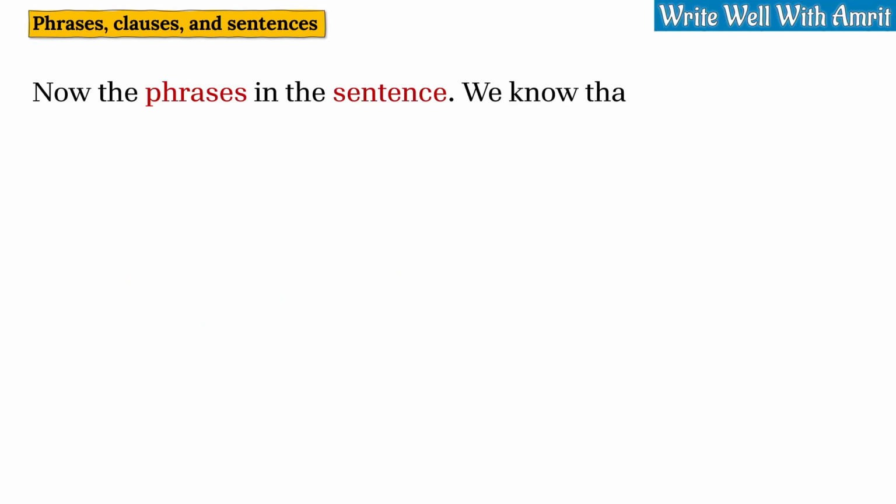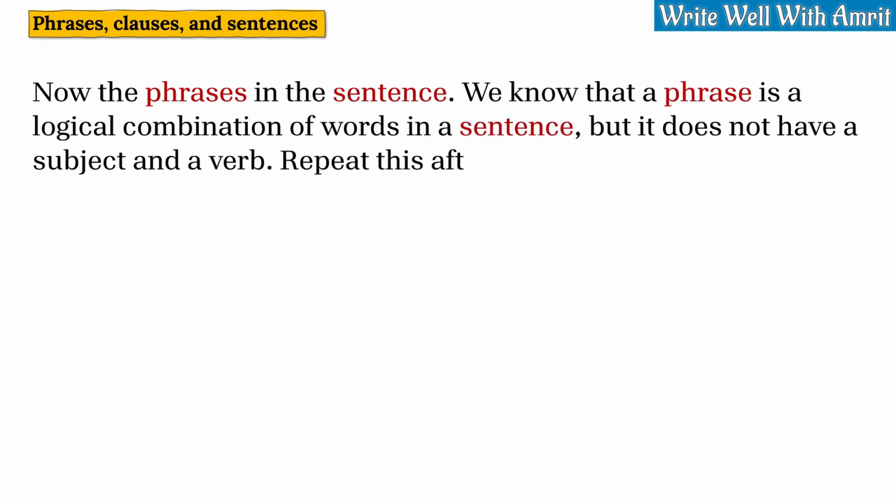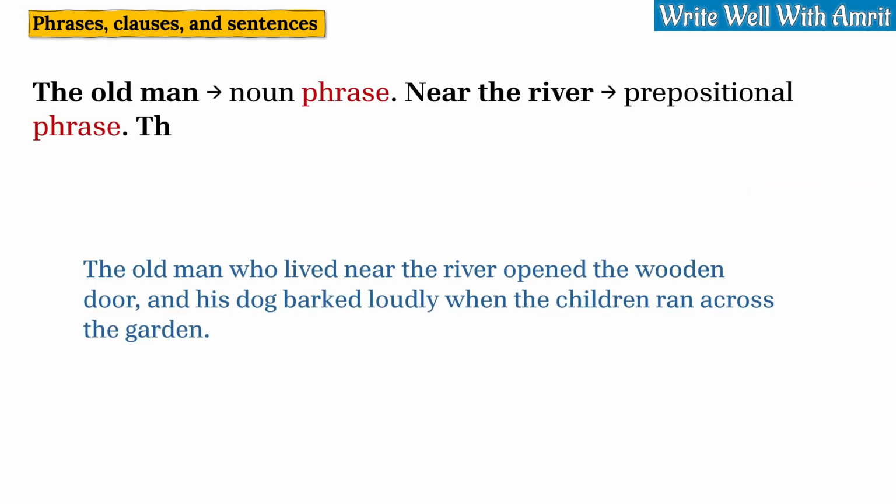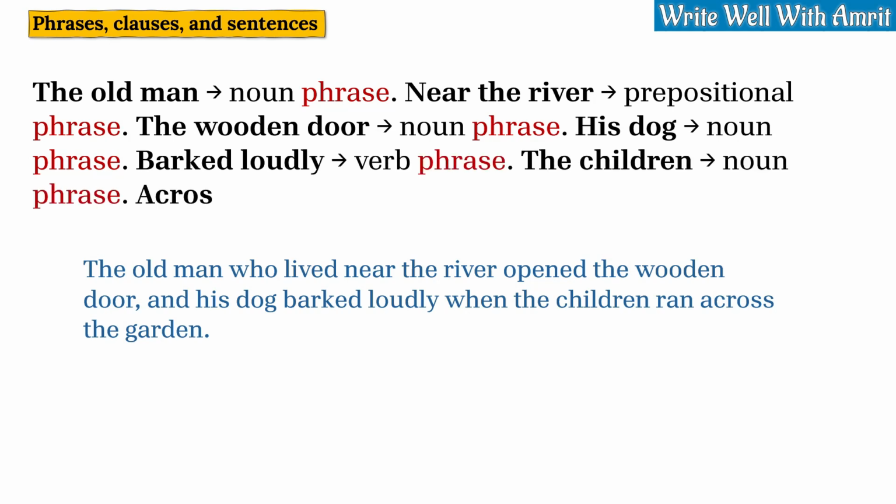Now the phrases in the sentence. We know that a phrase is a logical combination of words in a sentence, but it does not have a subject and a verb. Repeat after me. A phrase does not have a subject and a verb, but a clause has it. Here is a list of phrases in our chosen sentence. The old man, a noun phrase. Near the river, prepositional phrase. The wooden door, noun phrase. His dog, noun phrase. Barked loudly, verb phrase. The children, noun phrase. Across the garden, prepositional phrase.